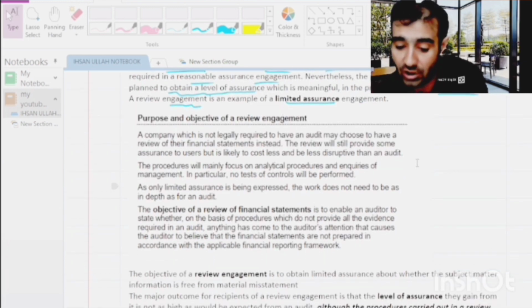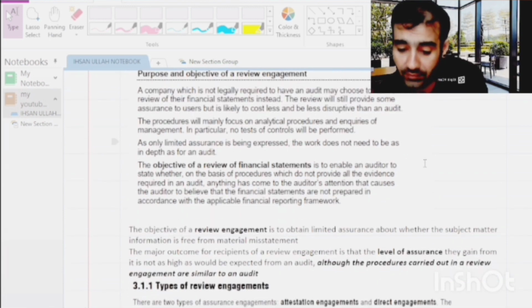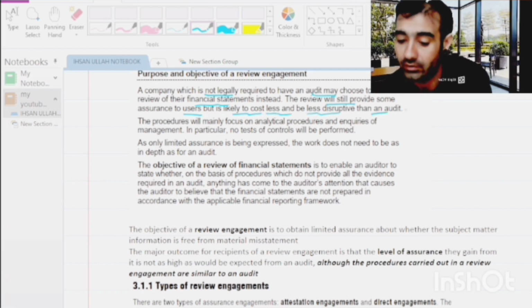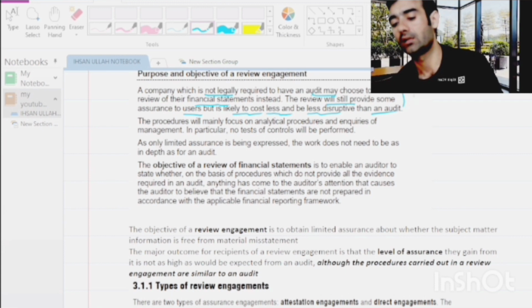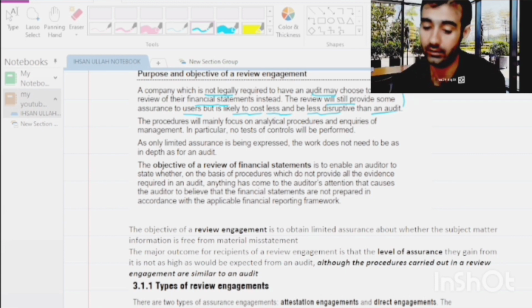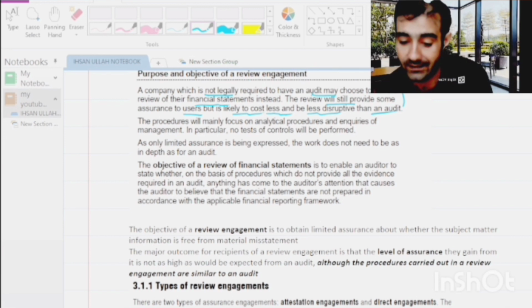The purpose and objective of a review engagement. A company which is not legally required to have an audit may choose to have a review of its financial statements instead, and the review will still provide some assurance to users, but it likely costs less and is less disruptive than an audit. This means that when you are not legally required to do an audit, some users want a review of their financial statements, and this review provides assurance to the users and is less costly and less disruptive than an audit.